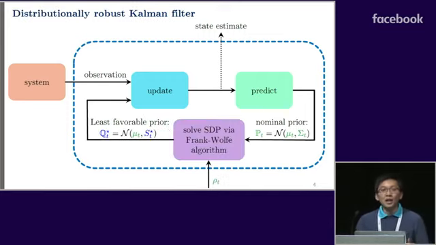The Wasserstein-Kalman filter replaces this classical estimation problem with a distributionally robust estimation problem, which uses the nominal distribution Pt as the center of the Wasserstein ambiguity set. The update step then uses the optimal robust estimator to generate a robust state estimate.